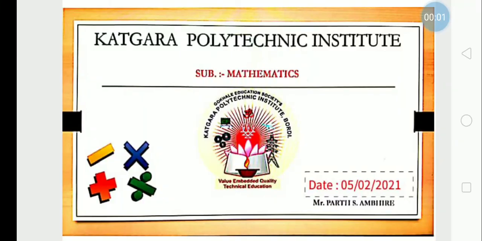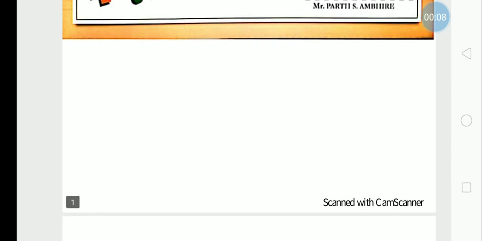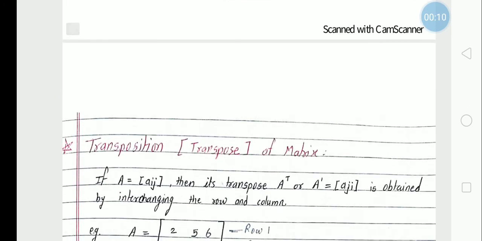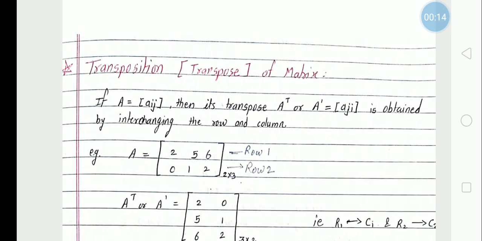Good morning, class. In the last lecture, we studied multiplication of matrices. Now we will study transposition of a matrix, meaning the transpose of a matrix. Here A is a matrix equal to Aij. Its transpose, A raised to T, also called A dash, is obtained by interchanging the rows and columns.